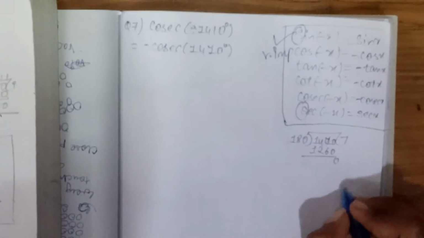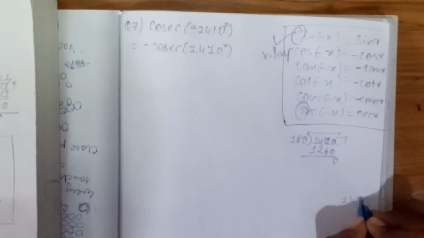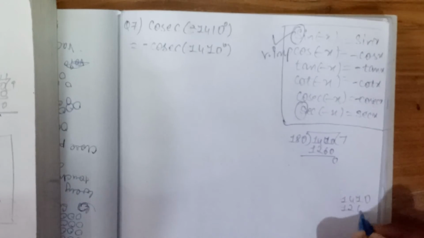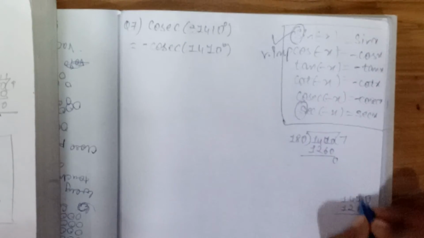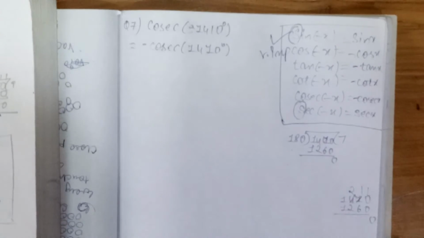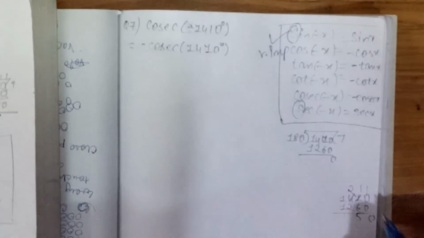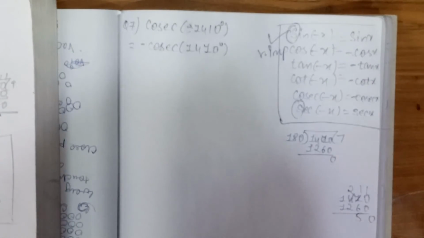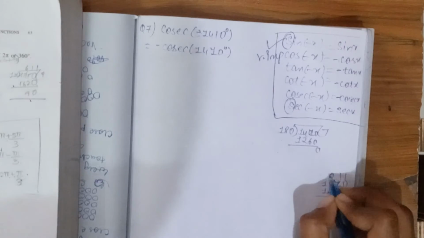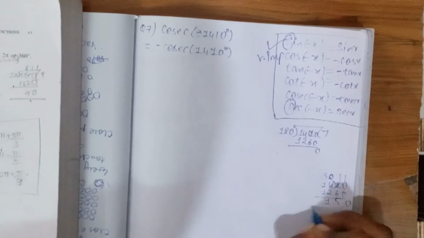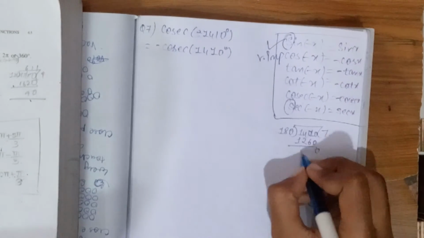So we have to subtract it. Okay, just do it over here. So 0 minus 0 is 0, carry. So 11 minus 6 is 5. So here it's 3. 3 minus 2 is 1. So the answer is 150.